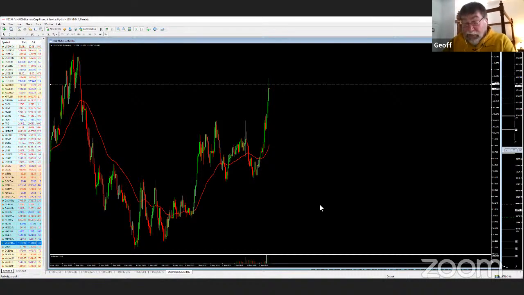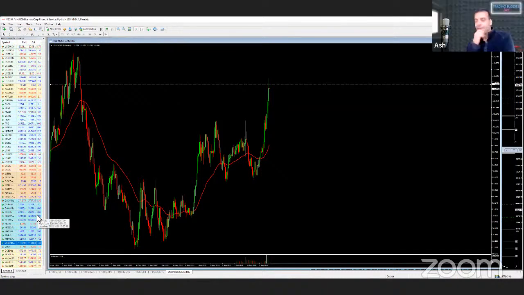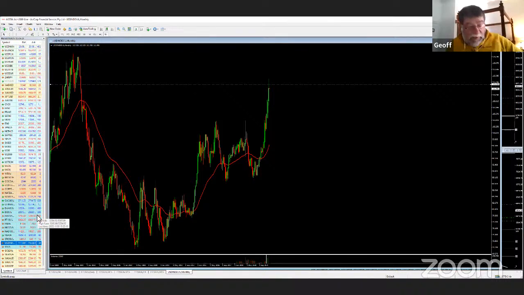But as you've just said, Ash, if supply outstrips demand, then all things could change very, very quickly. Yeah. Interesting. Very interesting. I've got a soft spot for silver this week.